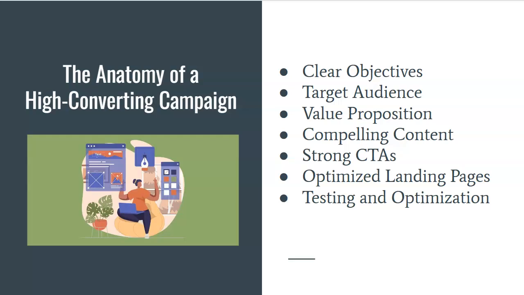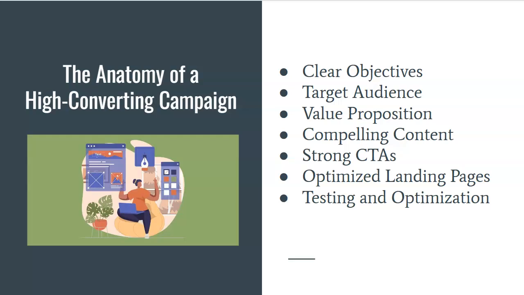And then you also need to have compelling content. Compelling content is creating persuasive and engaging content that captures attention and drives action. Now this might comprise things like your headlines, your body copy, your visuals, and multimedia elements that you use in your campaign. All of these have the effect of compelling your audience to take your desired action.